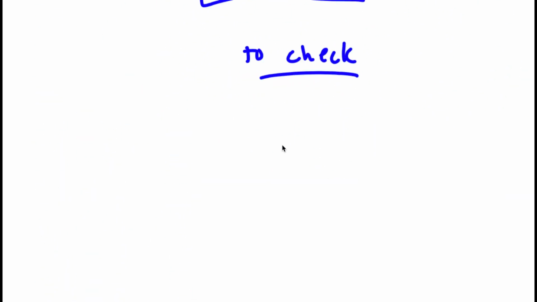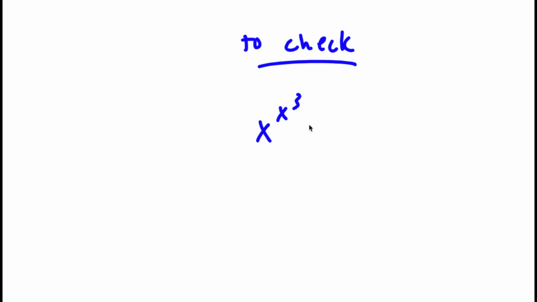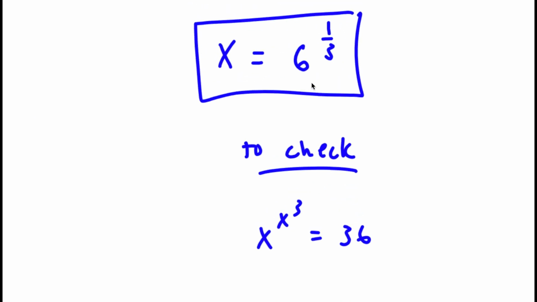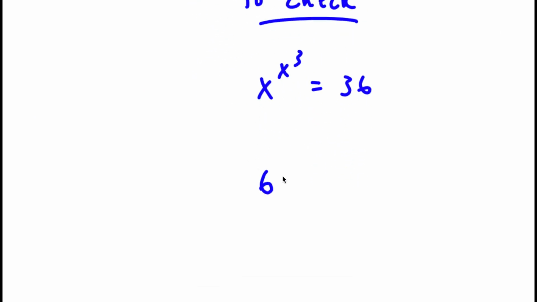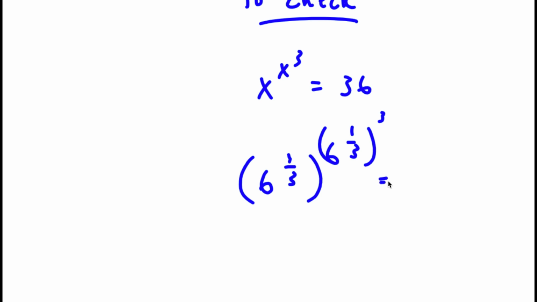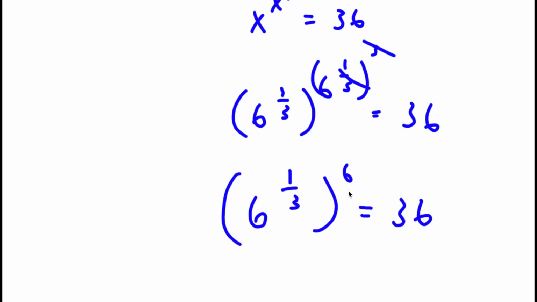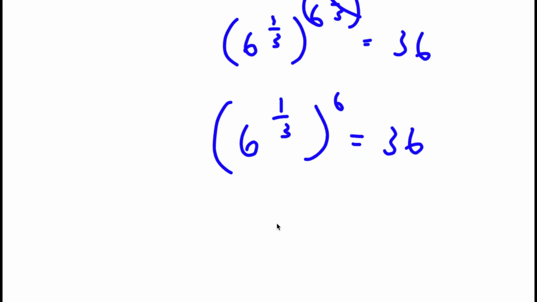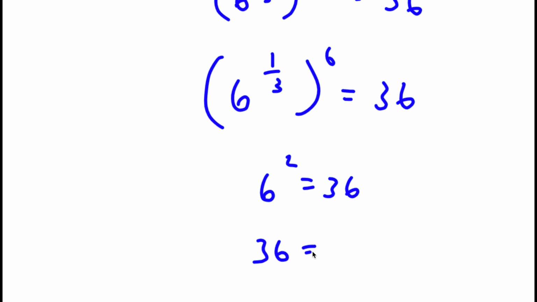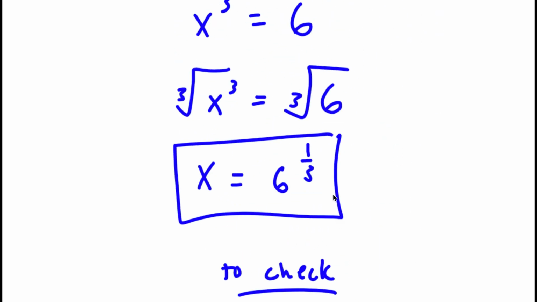I have x to the power of x to the power of 3 equals 36. We know that x equals 6 to the power of 1/3. So now I have 6 to the power of 1/3 to the power of 6 to the power of 1/3 to the power of 3 is equal to 36. Now 1/3 and 3, these two cancel out. So now I'll be left with 6 to the power of 1/3 to the power of 6 is equal to 36. Now 1/3 times 6 is 2. So now I have 6 to the power of 2 is equal to 36. And 6 to the power of 2 is 36. So if 36 equals 36, and because this is right, my solution is right.